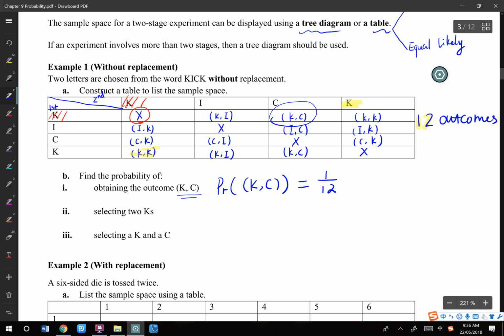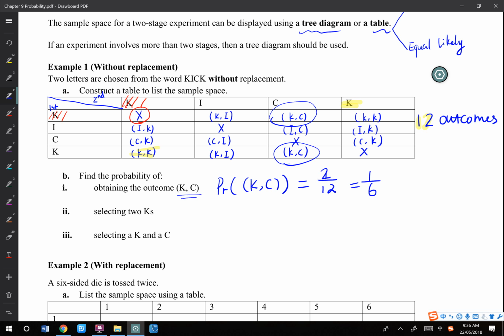Oh wait, there's a second one, right? There's 2 Ks, so there's another one. Yeah, 2 over 12. That's 1 on 6. Sorry, not 1 on 12. So 1 on 6. I have the first K and the C, or a second K and the C. So I have 2.